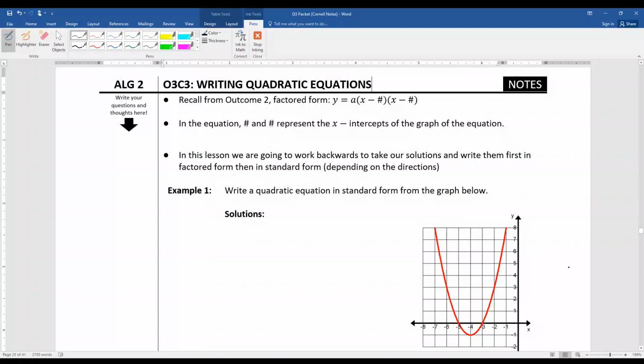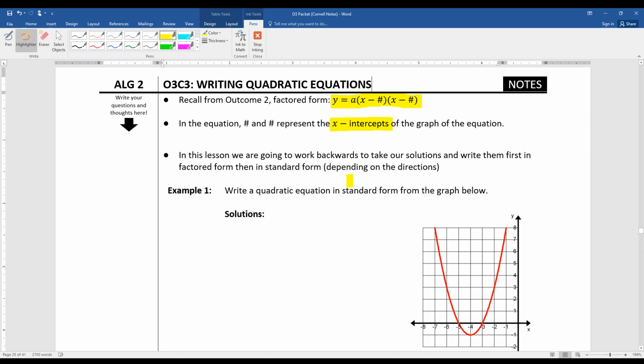In this video, we are going to talk about how to write quadratic equations when we are given the solutions. So just a few things to remember. Back in Outcome 2, we learned that factored form looks like this here. We have our a value out front, and then in parentheses, we have x minus these numbers. Those numbers represent the x-intercepts of the graph.